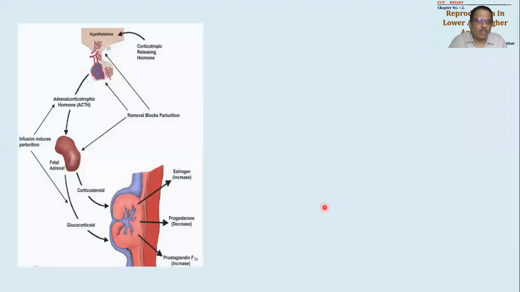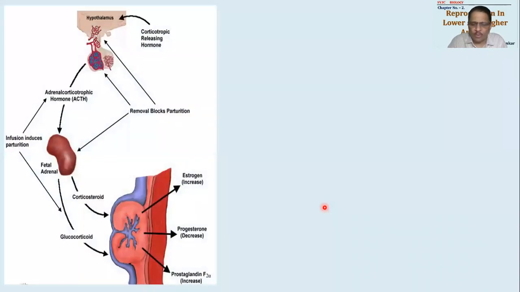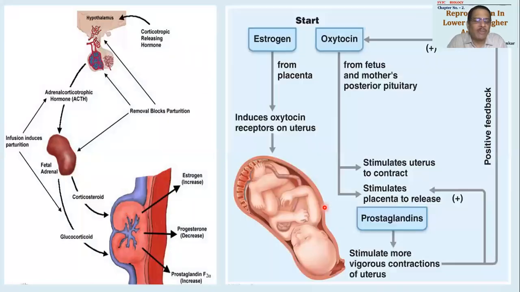When the level of corticoid type hormones is very much increased, it will start giving a further signal. The increased level of corticoids in the mother's body will give a signal to the pituitary gland of the mother, as a result of which the pituitary gland of the mother will get activated and will start secreting oxytocin hormone from the mother's body.